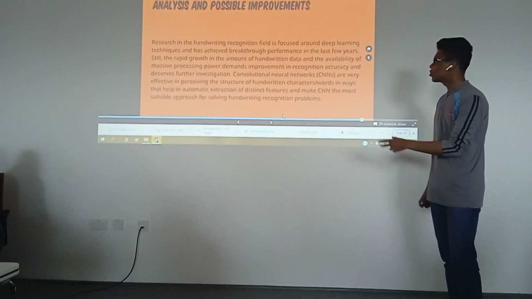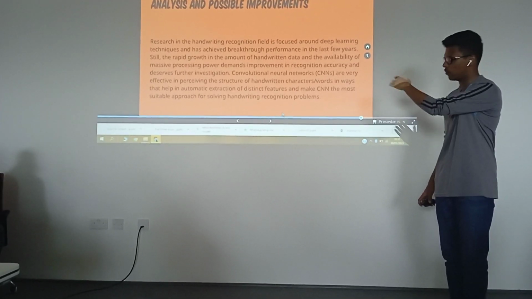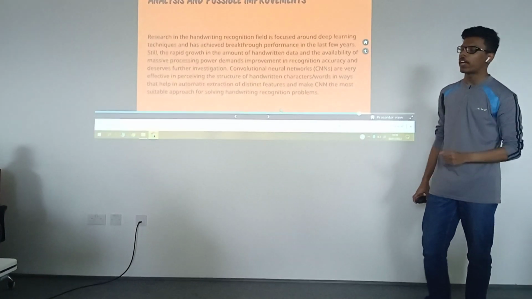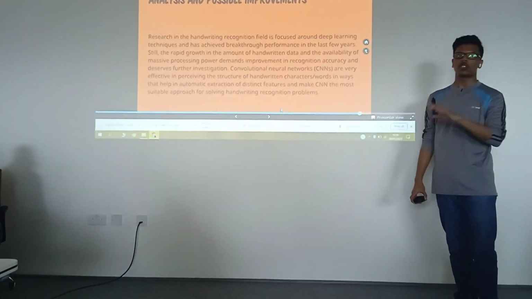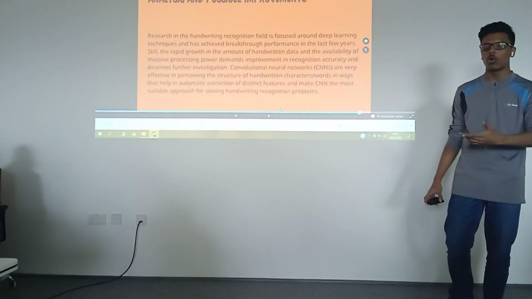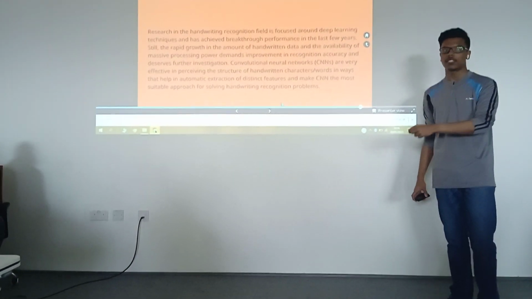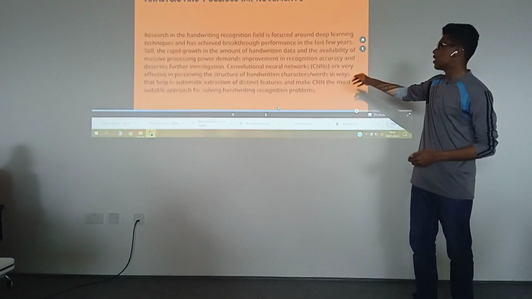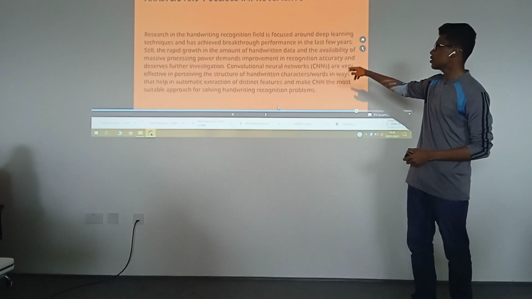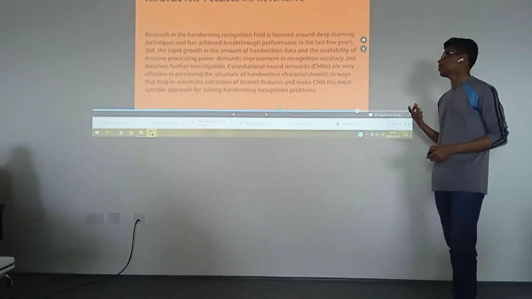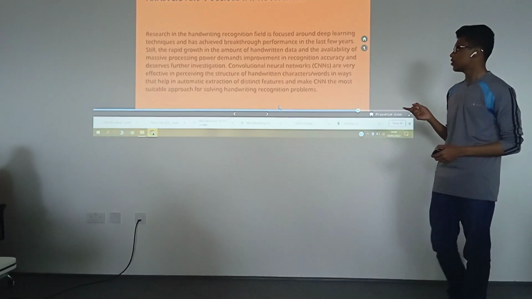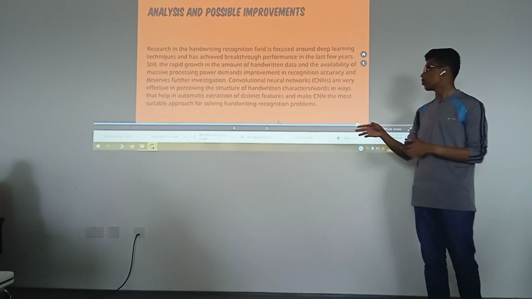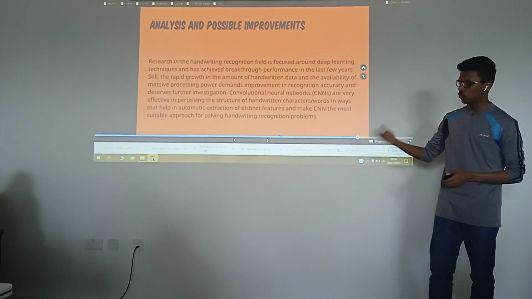And these are some possible improvements that I've noted down, because certain experiments have already been conducted, and the method I used was fairly simple, whereas there are more complex networks or libraries which can be implemented. So we have CNNs, or convolutional neural networks, which are quite effective in perceiving the structure of handwritten characters or words in ways that help in automatic extraction of distinct features and so on.